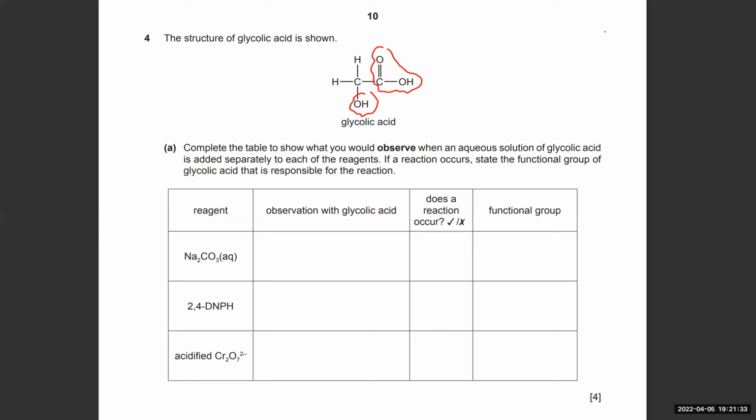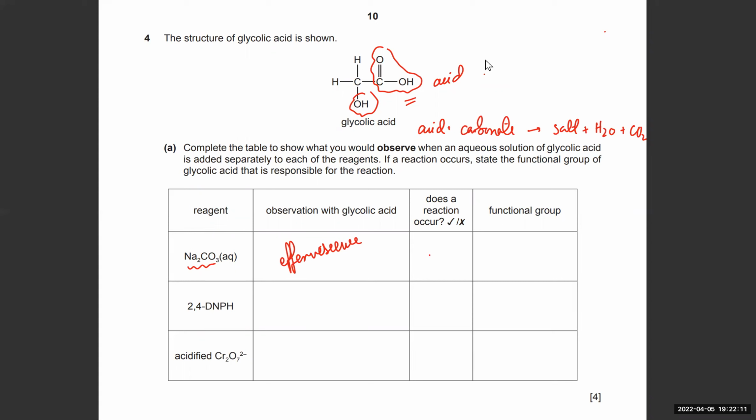So carbonates, it's going to react with carbonates. Why? Because carbonates react with acids. So observation: whenever an acid reacts with a carbonate, it produces salt, water, and carbon dioxide. So bubbles of carbon dioxide or effervescence are going to be seen. You're going to see effervescence or bubbles observed.